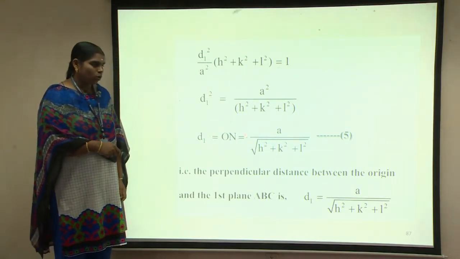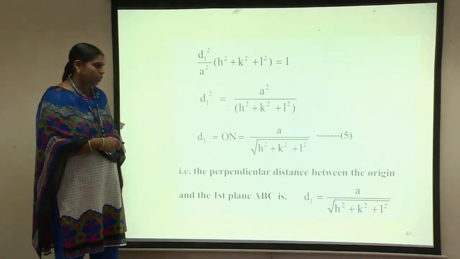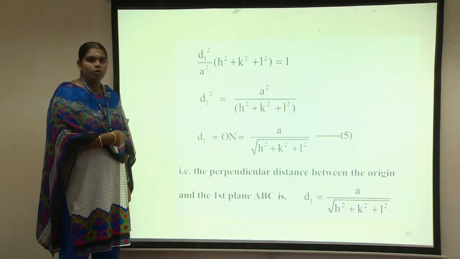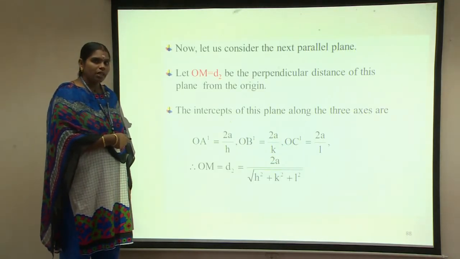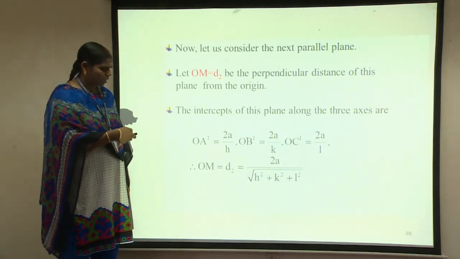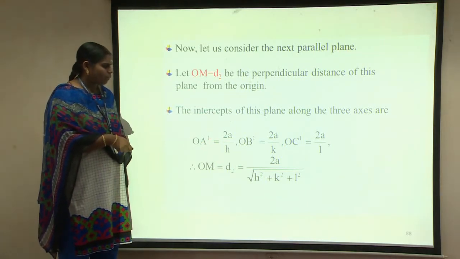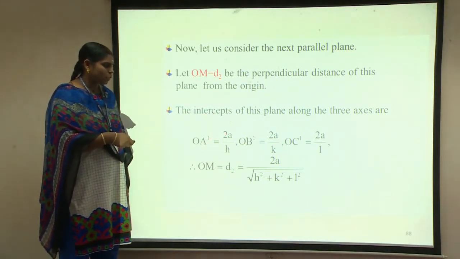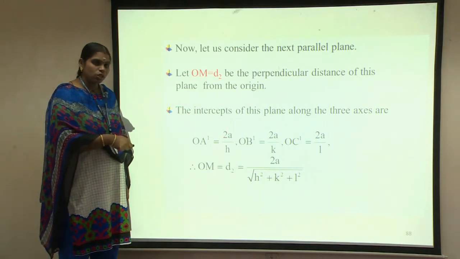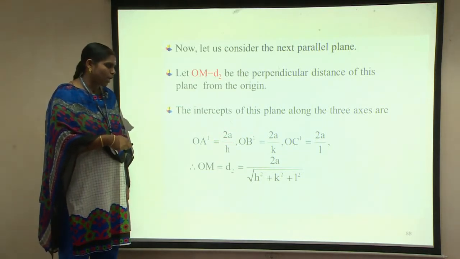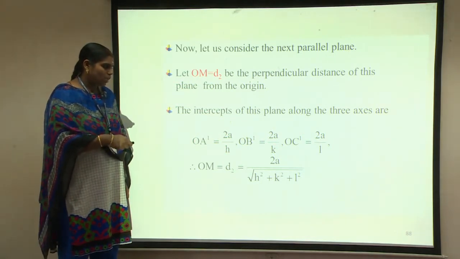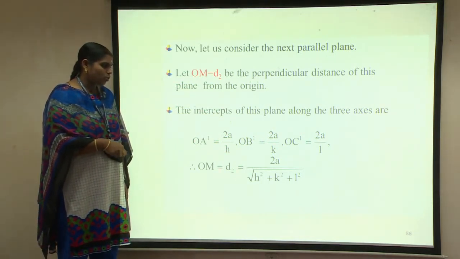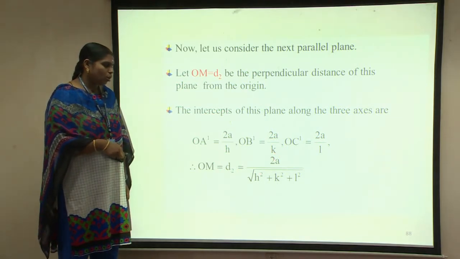In a similar manner, we can go for the next plane, from the origin to the second plane. So from the origin to the second plane, which is OM, which is going to be d2, we can find that since it is a distance between two lattice points, we consider it to be a. So here it is twice the lattice point, so it is going to be 2a by h, 2a by k and 2a by l. So with the same formulation, we get d2 equal to 2a divided by root of h square plus k square plus l square.